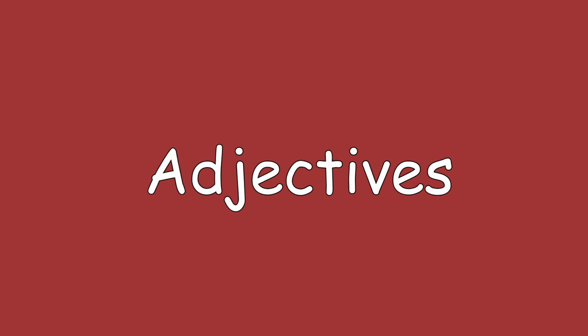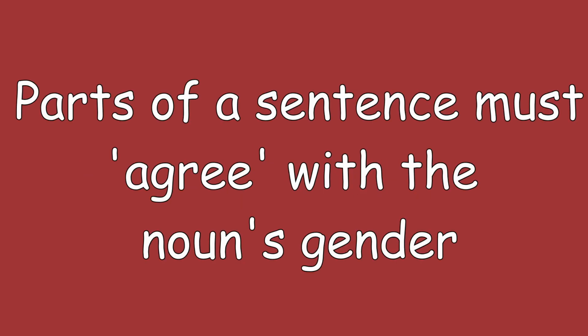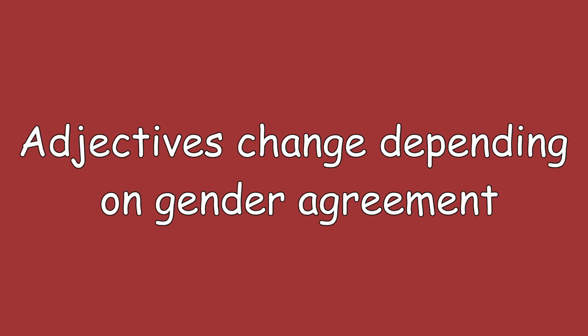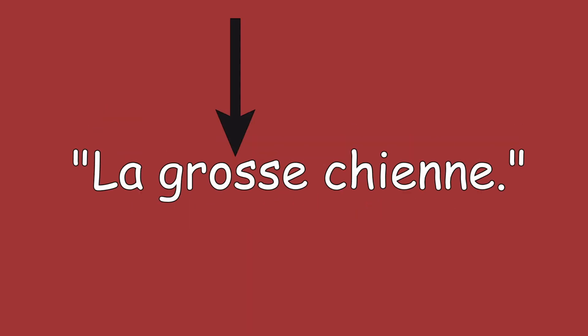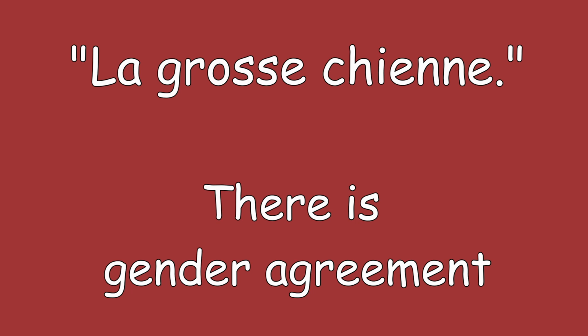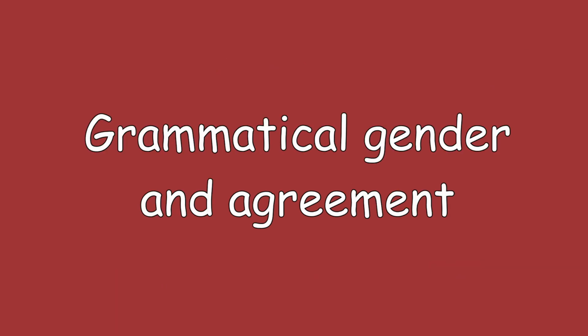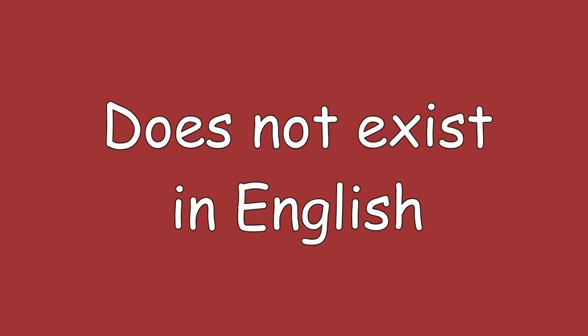These languages also have what is called gender agreement, which is when parts of a sentence such as adjectives, articles, or verbs in some cases, need to agree with the gender of the noun. Like in French, adjectives take on a different ending depending on if a noun is masculine or feminine. For example, la grosse chienne. The article and adjective agree with the noun, which is feminine. This grammatical gender and agreement is basically entirely absent in English.